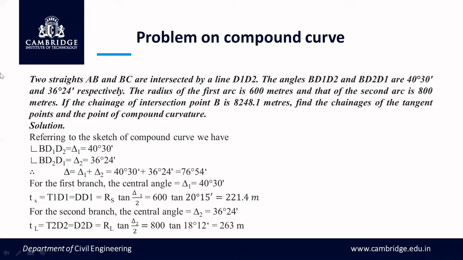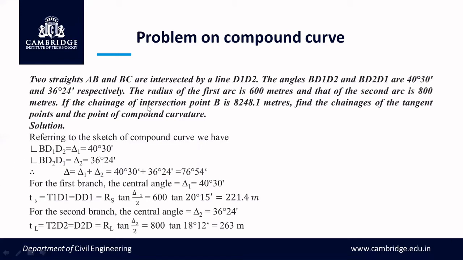Now we shall be able to solve a problem by using the above equations. Two straights AB and BC are intersected by a line D1D2. The angles BD1D2 and BD2D1 are 40 degrees 30 minutes and 36 degrees 24 minutes respectively. The radius of the first arc is 600 meters and that of the second arc is 800 meters.